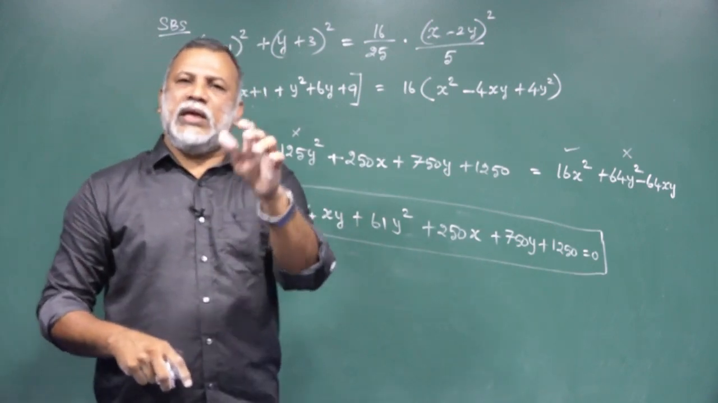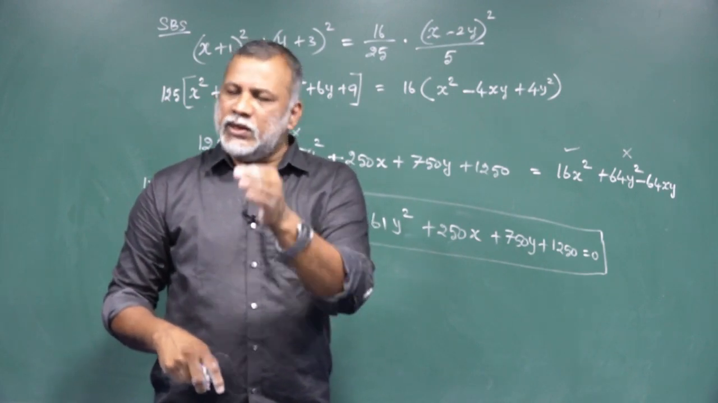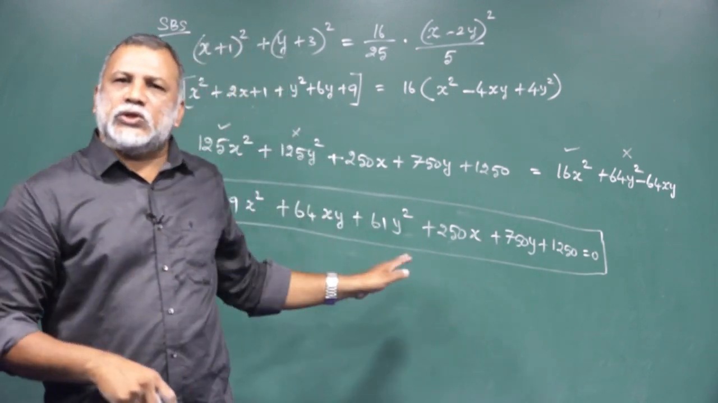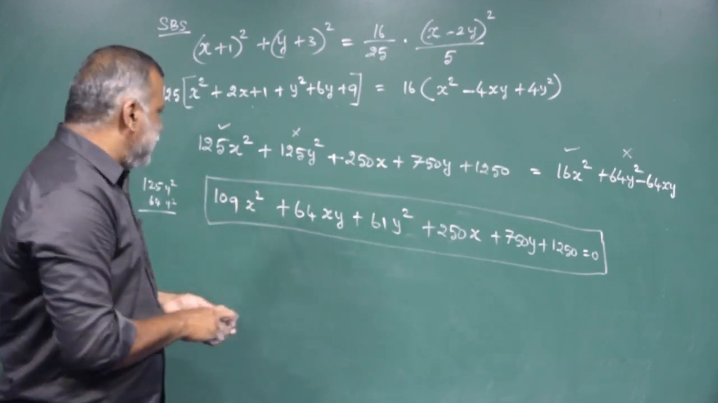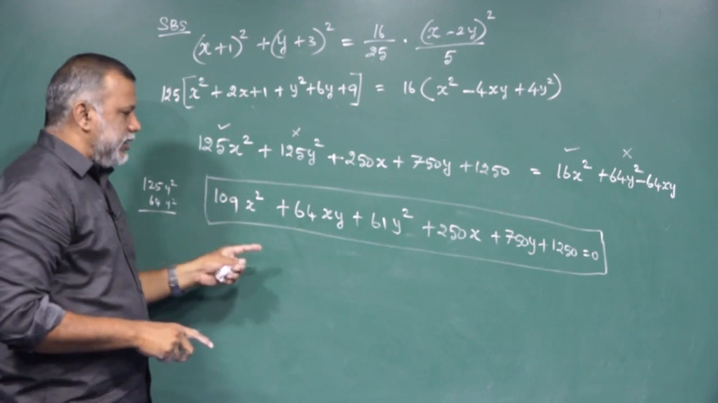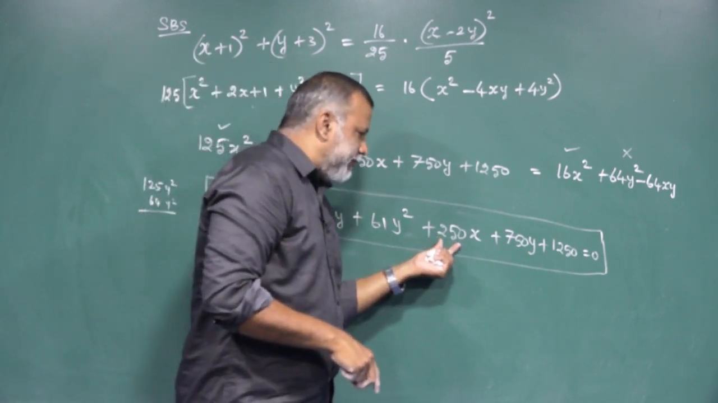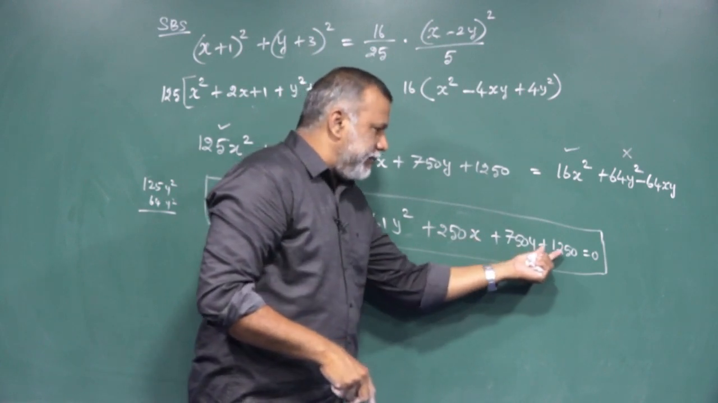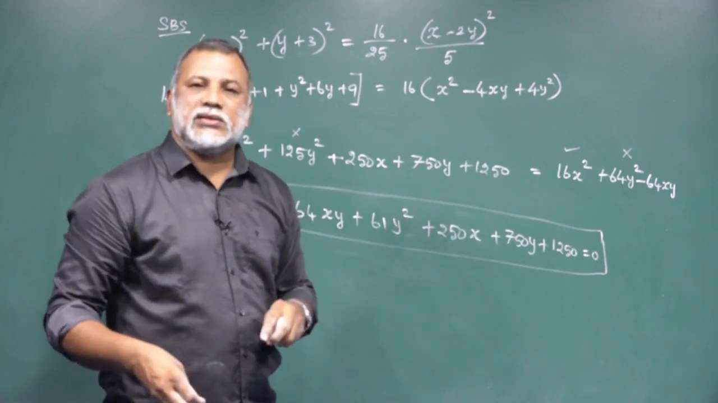Why? The value of E is less than 1. That means E equals 4 by 5, which is less than 1. Therefore, it should be an ellipse only. Now we have one more idea. See this: 109x squared, 64xy, 61y squared, 250x, 750y, and 1250. Sorry, 1250 is a constant.